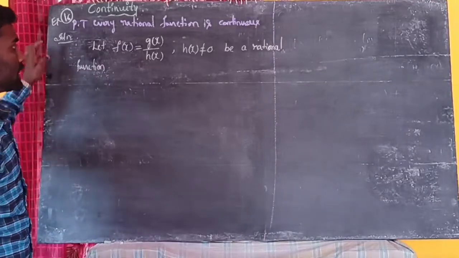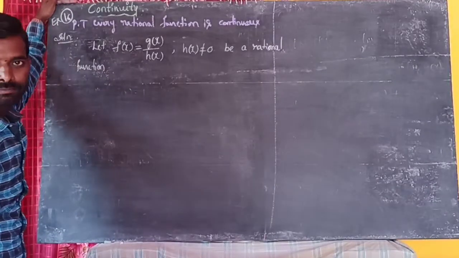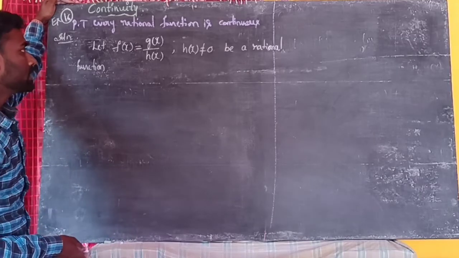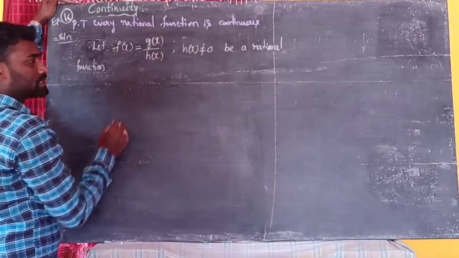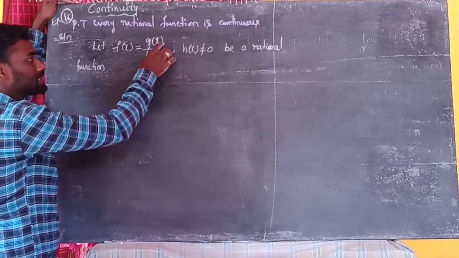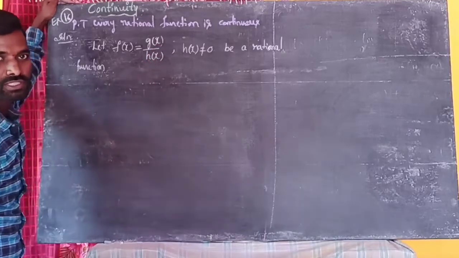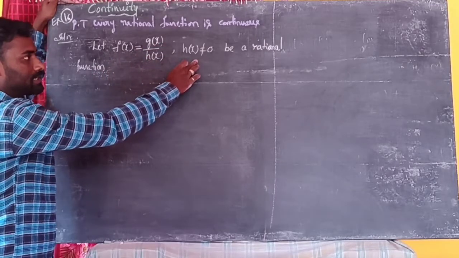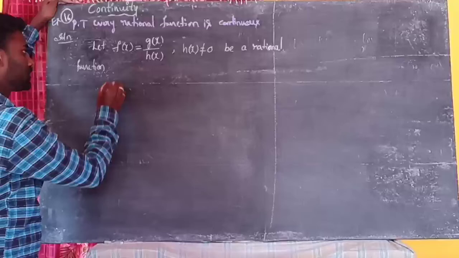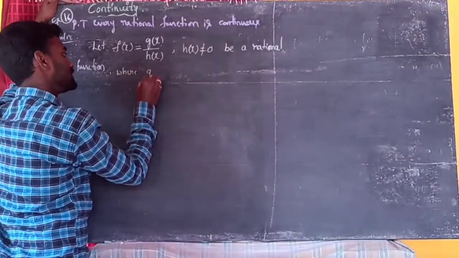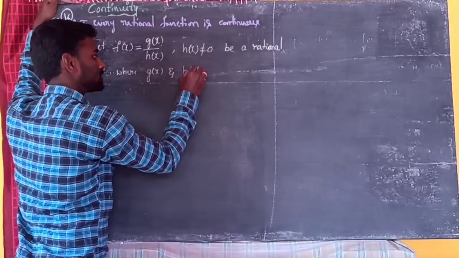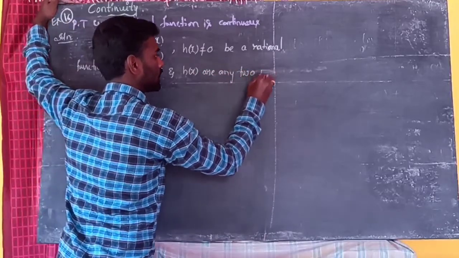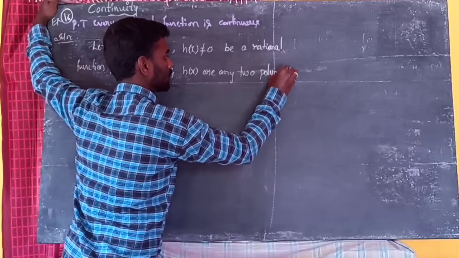Observe, guys. In our previous class of continuity, we already proved that every polynomial function is continuous, right? Here, f of x is equal to g of x by h of x means here g of x and h of x are two polynomial functions, guys. Here let f of x is equal to g of x by h of x, comma h of x is not equal to 0, be any rational function where g of x and h of x are any two polynomial functions, okay guys.